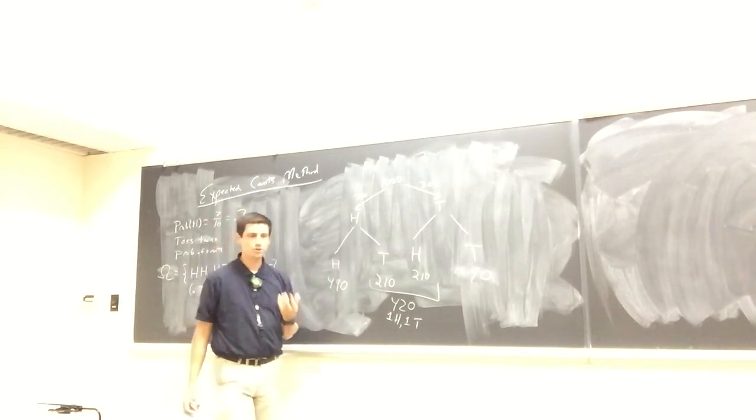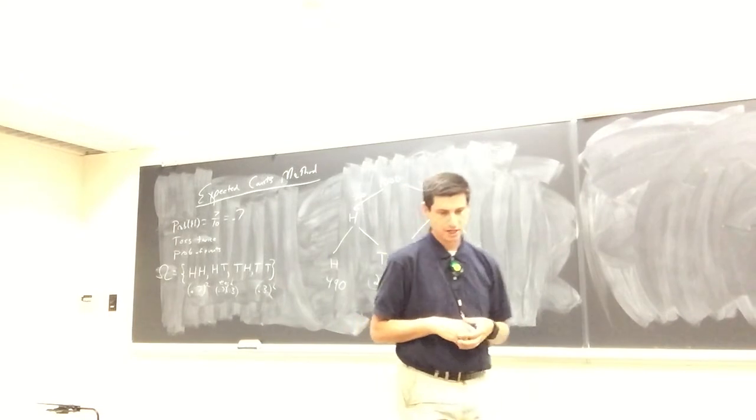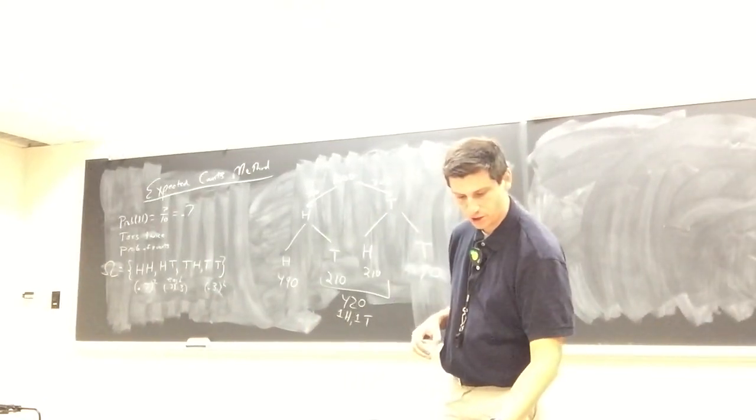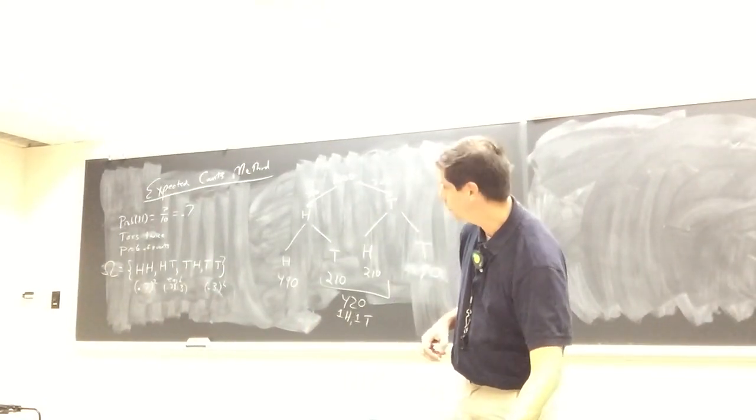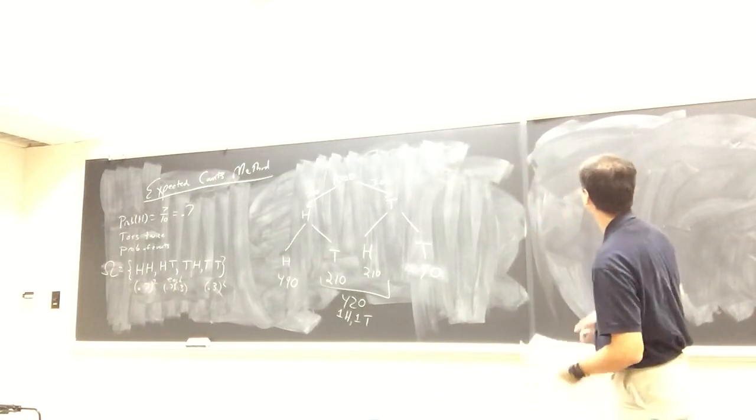Okay, I don't want to say too much about the expected count method. The example is in the book. What I want to do now is I want to go to Kolmogorov's Axioms of Probability. All right.